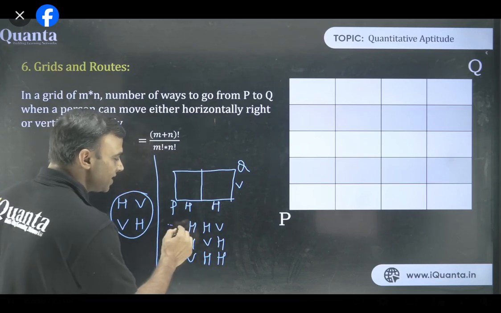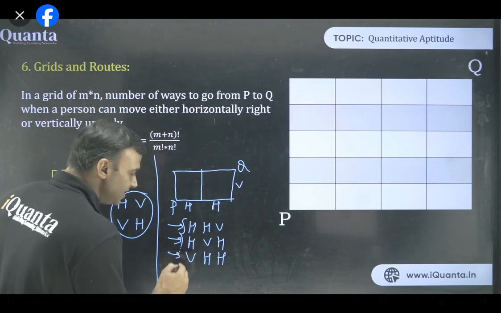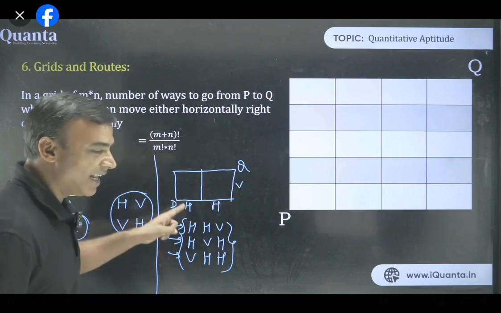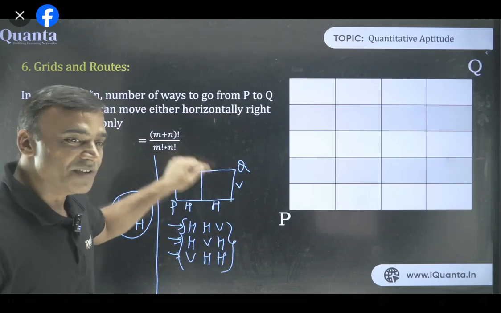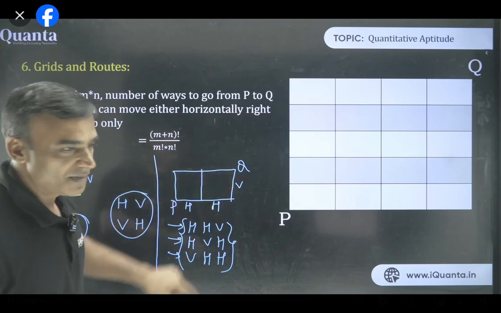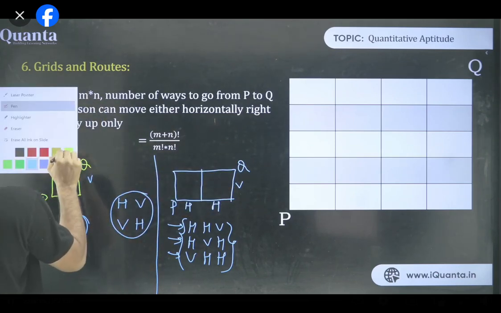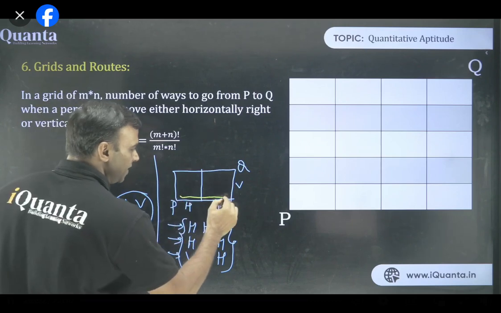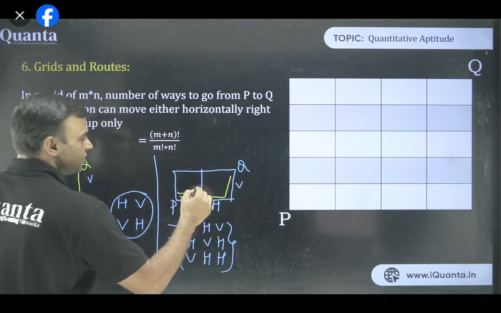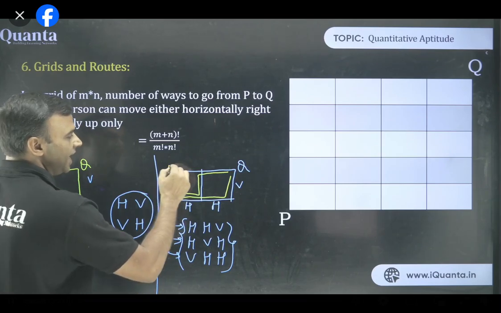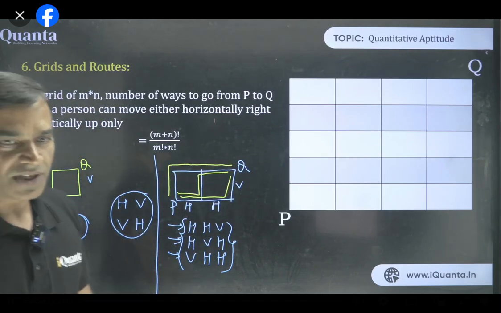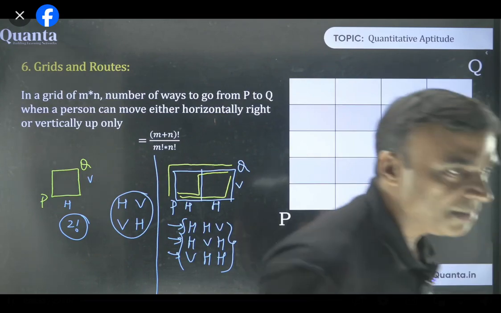So what are we doing? We are just arranging these alphabets. Now the analogy is, whatever is the number of ways to arrange these alphabets in a line, same will be the actual physical paths from P to Q. If you want to see that, I'll show it to you with yellow color. See, HHV is this one, HVH is this one, and VHH is this one. So these are the 3 paths. I'll wait for a minute, and if there is a doubt, you can tell me.